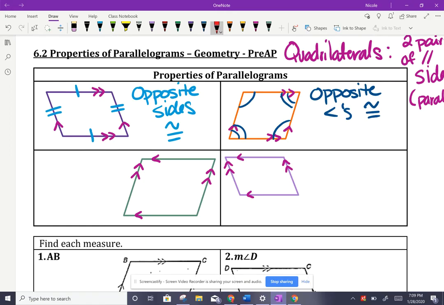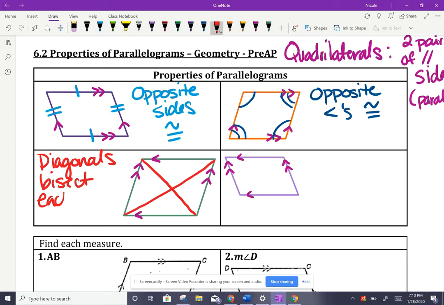Well, we can learn something about their diagonals. Your diagonals go from corner to corner, and your diagonals actually bisect each other. When I say they bisect each other, I don't mean that the diagonals are congruent to each other. I mean that they cut each other in half. So across from where they meet, either side is congruent. Those 2 pieces are congruent to each other, and these 2 pieces are congruent to each other. You do not know that the diagonals are congruent overall. Please do not assume that.